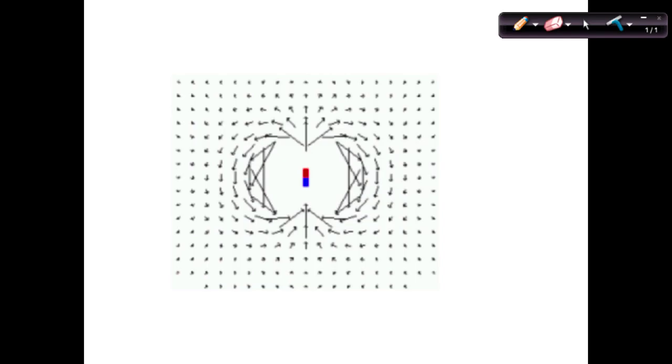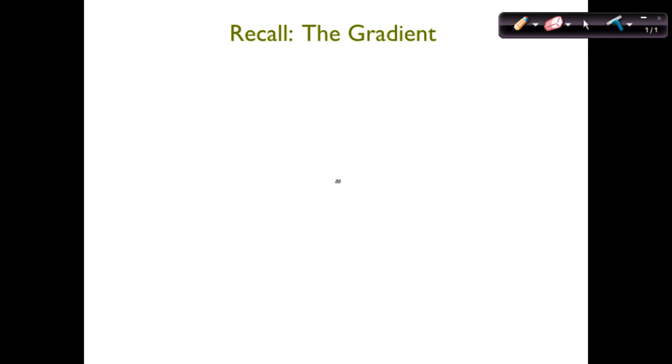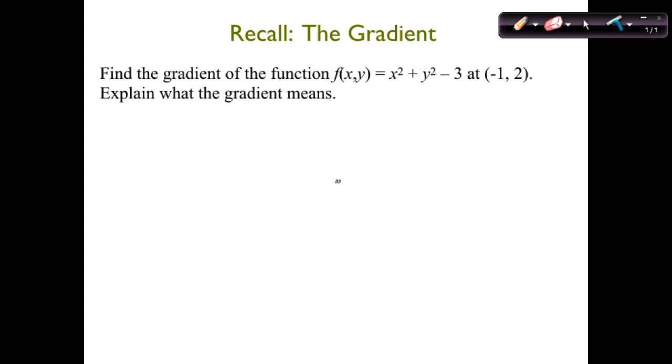There's another dipole vector field. All right, so let's recall the gradient. Remember the gradient? What was the gradient? I want you to find the gradient of this function, x squared plus y squared minus 3 at -1, 2. And explain what the gradient means.